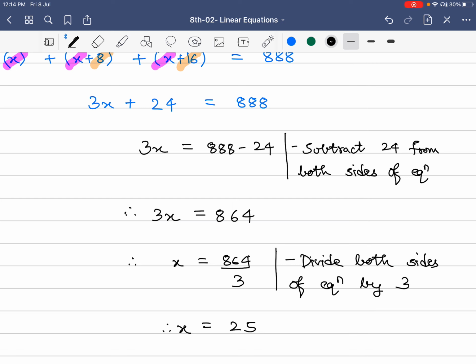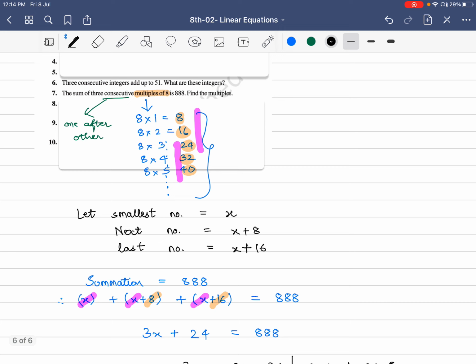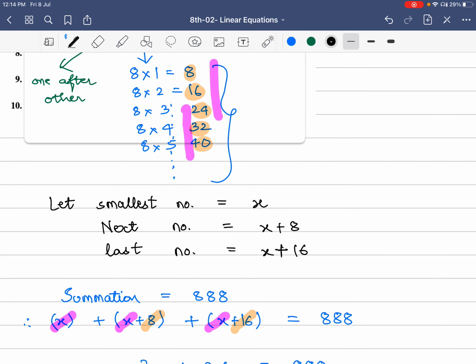So should I go with 8x? The first number should be 8x because it's a multiple of 8. So we have to take the smallest number as 8x because it has to be a multiple of 8. Okay, that's the mistake. Let's try to rectify it. The smallest number has to be 8x because it's a multiple of 8.